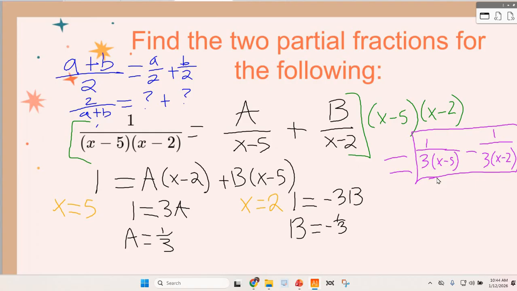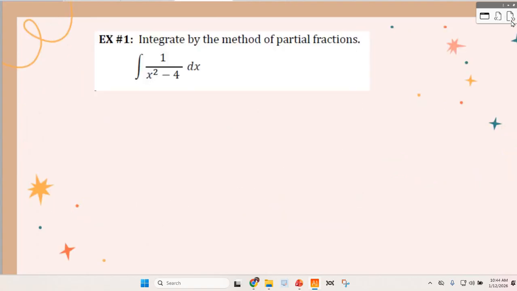Now, if I look at these 2 right here, can I take the integrals of both of these? Yeah, we're going to do a basic u sub, and we're going to end up with natural logs. Agreed? So that's why this is helpful for us when we're doing integration, is that it allows us to break apart fractions that we would not have been able to integrate previously. So, it says integrate by the method of partial fractions.